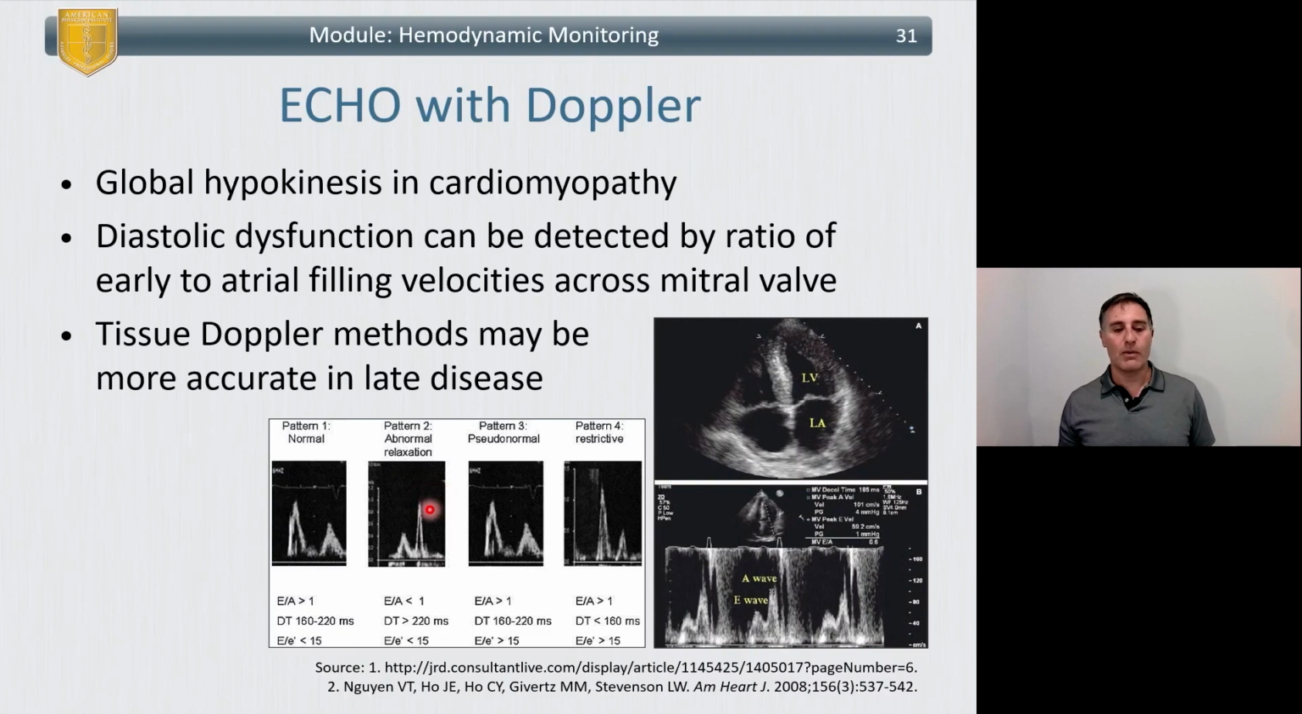Now, there's some point where once a ventricle gets really, really stiff, flow kind of accelerates overall, and notice that this E and A, the velocities are high overall, and so this is what we call pseudo-normalization. So in that situation, you use other ways to measure diastolic dysfunction.